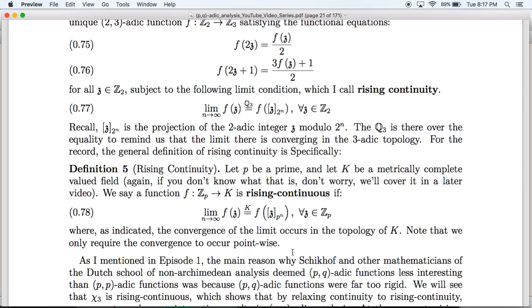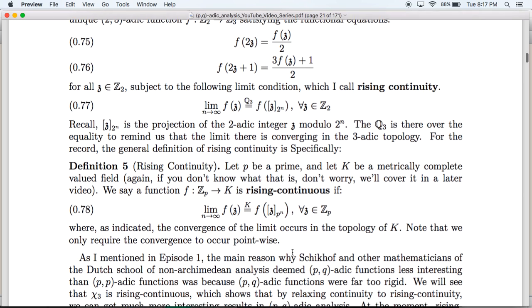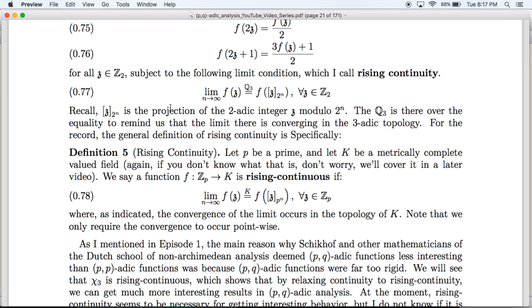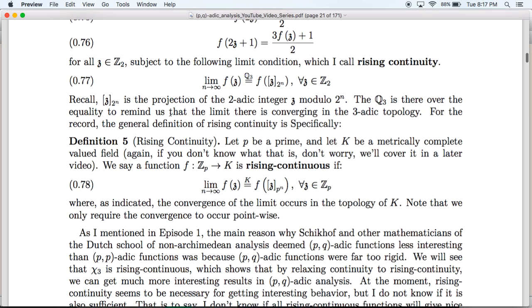Now, as mentioned in episode 1, the reason why Schikhof and other mathematicians of the Dutch school of non-Archimedean analysis deemed p,q-adic functions less interesting than p-adic functions was because p,q-adic functions were far too rigid. As we saw, in p,q-adic analysis, a function is integrable if and only if it is continuous, which makes a lot of the questions we would ask in classical analysis simply not relevant here. Well, we will see later on that chi_3 is rising continuous, which shows that by relaxing continuity to rising continuity, we can get much more interesting results in p,q-adic analysis.